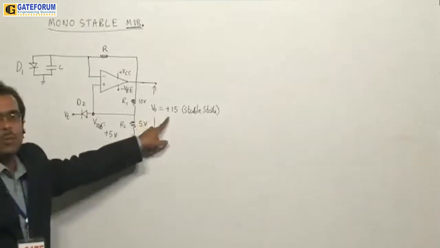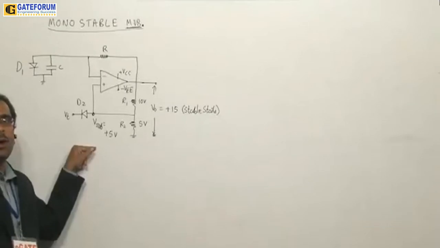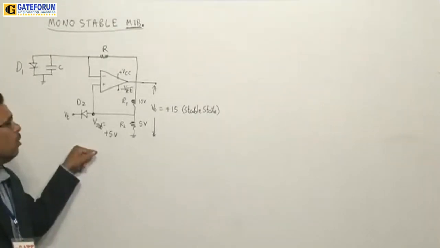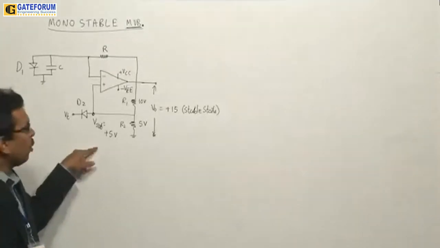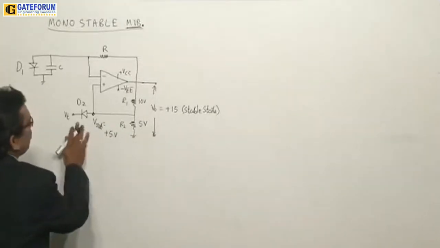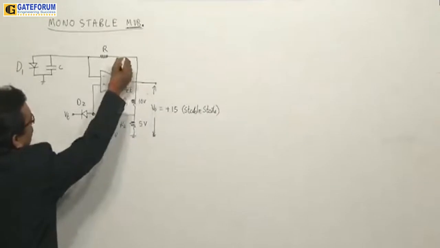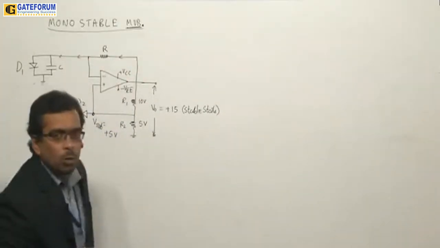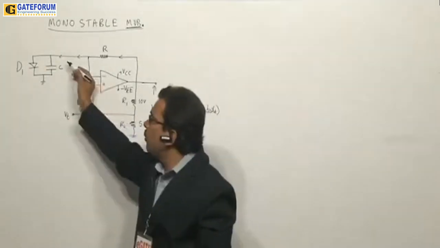Because this is set at plus 15, the reference voltage, based on the potential divider network, will be set to plus 5 volts. Once this reference is set, the next one you have here is the capacitor. But now the entire critical part is here. Try to observe.